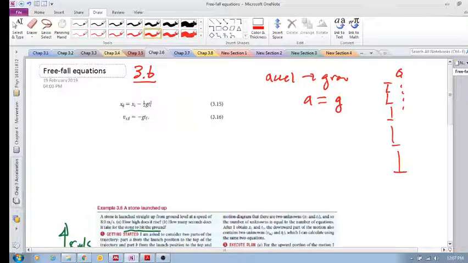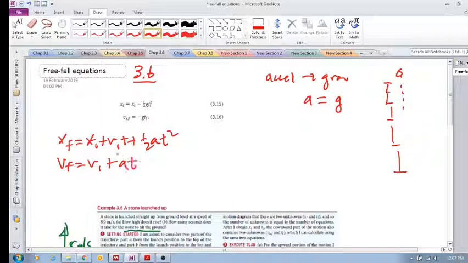Now, we saw in the previous few videos these equations: x final equals x initial plus v initial time plus half a t squared, and v final is v initial plus acceleration times time. Now, this section shows that if you've got free fall, if you just take an object and drop it down, and the only acceleration is due to gravity, then we have these equations, okay? x final equals x initial minus half g t squared, and v final is minus g t.